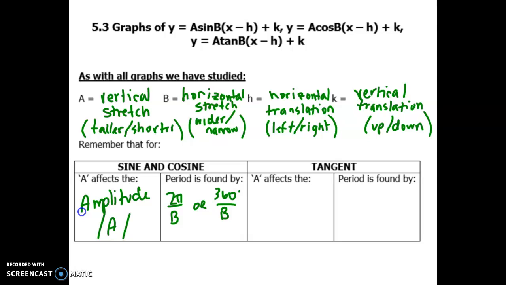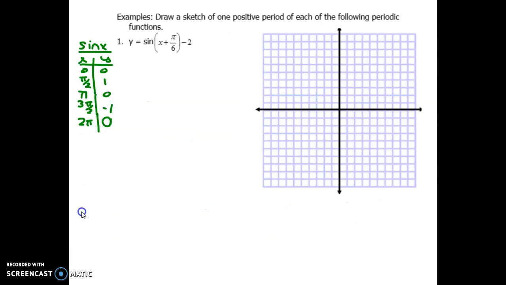In tangent, the A still affects the amplitude, but you have to be a little bit careful here, and I'm saying this kind of vague. The amplitude meaning the height of the graph. So A still makes it taller or shorter, but what is the actual amplitude of a tan graph? Undefined. Right, the amplitude is undefined for a tan graph, but again, A still affects the height of it in how it's stretched. The period for tan is found by pi over B, or we could say 180 degrees divided by B. So when we're drawing our graph, we start with an original table of values.